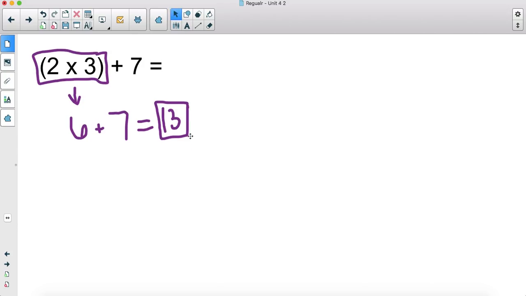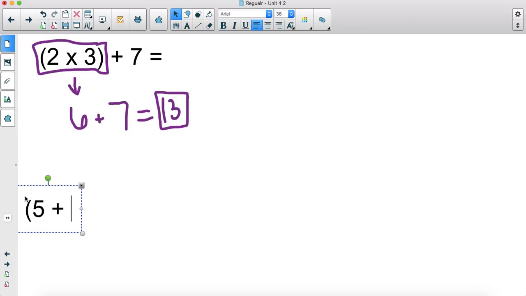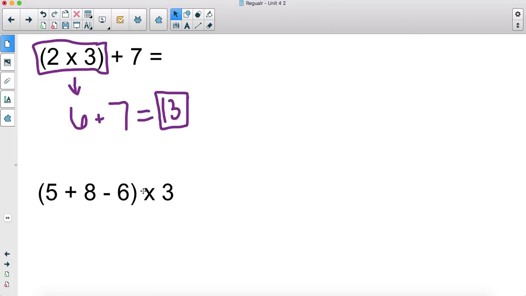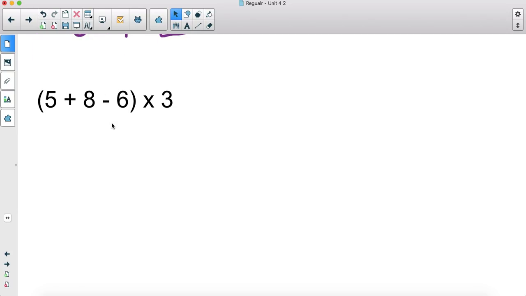Okay, so pretty basic one there. Let's try another one. This time I'm going to, let me just use 3 times (5 plus 8 minus 6), and then we'll do times 3. Okay, so this one's a little bit different because inside parentheses, I have 2 operations.